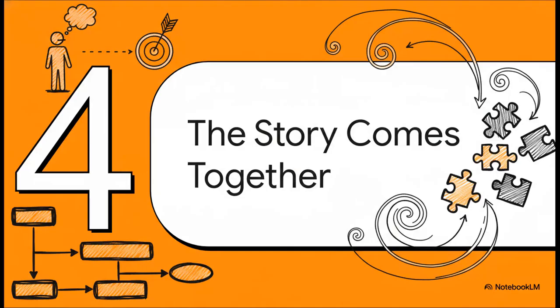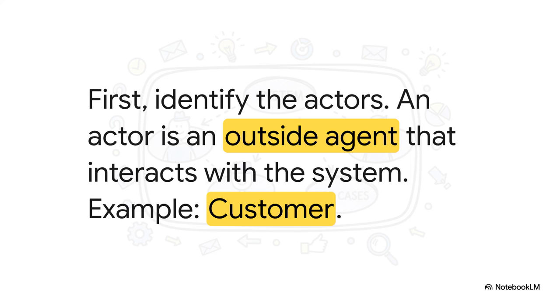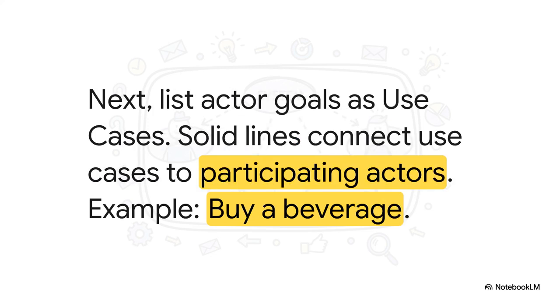Okay, so we've met all the individual pieces, right? We have the character, the goal, and the stage. Now let's put it all together and see how it builds a complete picture that tells a really clear story. So, first up, we start with our character, the actor. For this story, let's say it's the customer. They're out there, outside the system, ready to do something. Next, we give them a goal. That's our use case. The customer wants to buy a beverage.